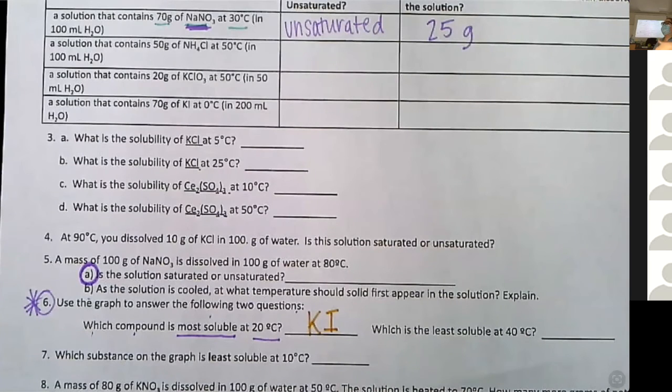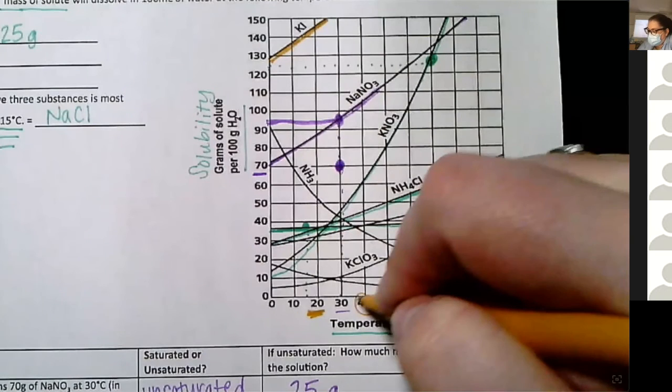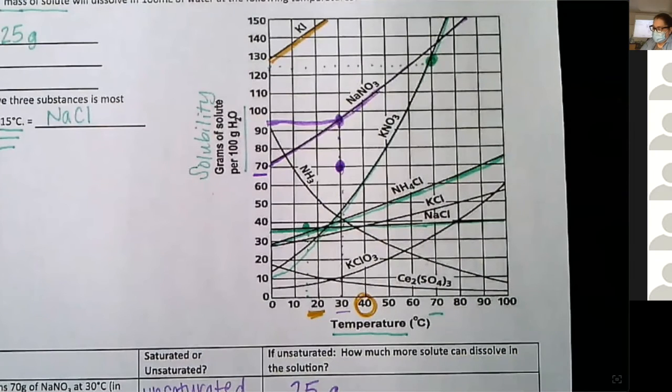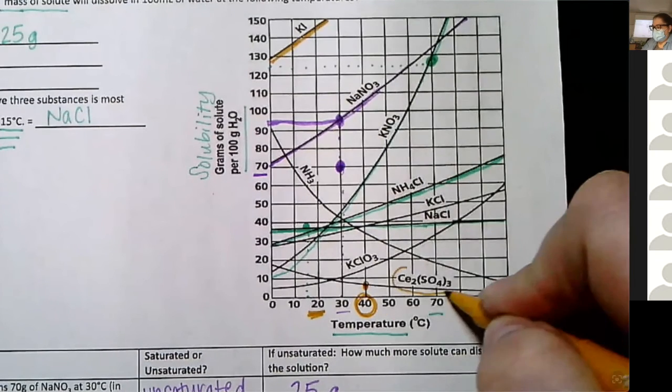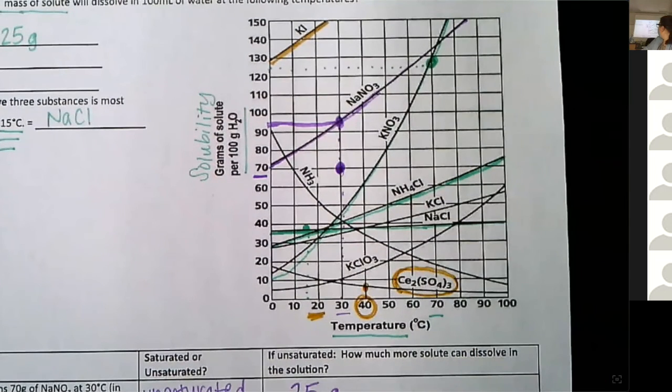Now, if the most soluble one is further up, what does that mean about the least soluble one? All the way down, at the bottom. So this one says, which is the least soluble at 40 degrees C? Let's look back at our chart here. Here's 40 degrees. All you have to do is go up until you run into the first line. Here's the first line right here, and this is our answer: Ce2(SO4)3, which I'm going to write for you right here.